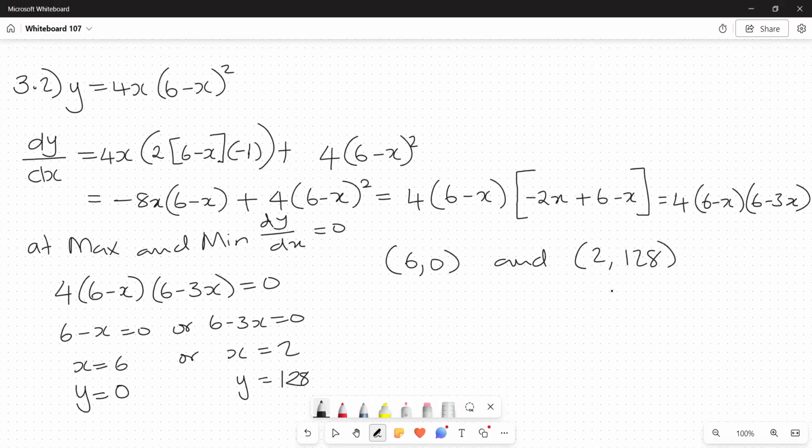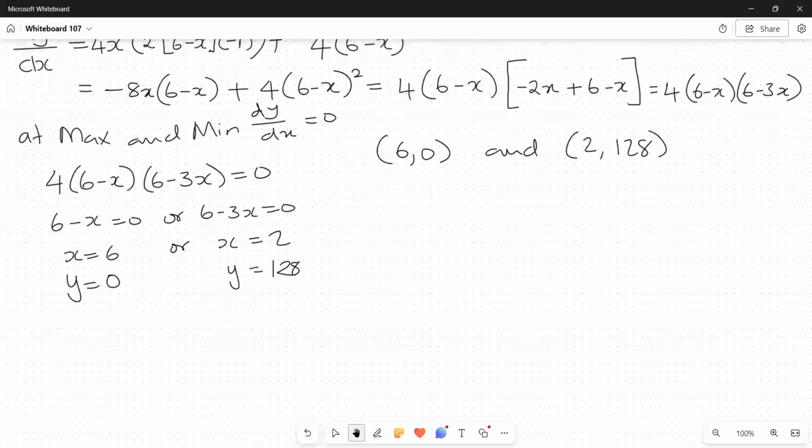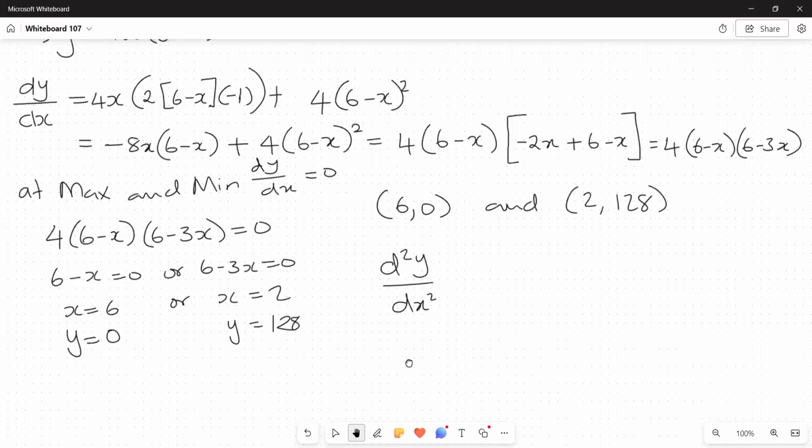Now we need to classify them. Are they minimums, maximums? What are they? But remember, the question is only asking for the minimum and the maximum. We're not interested in the point of inflection for this one. So we find our second derivative. So our first derivative is here. So first derivative, we can again use the product rule. Okay, let's do this one carefully.